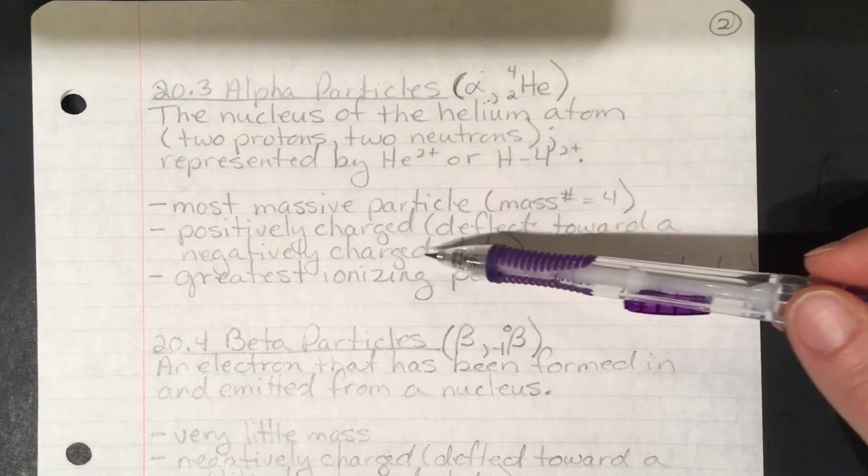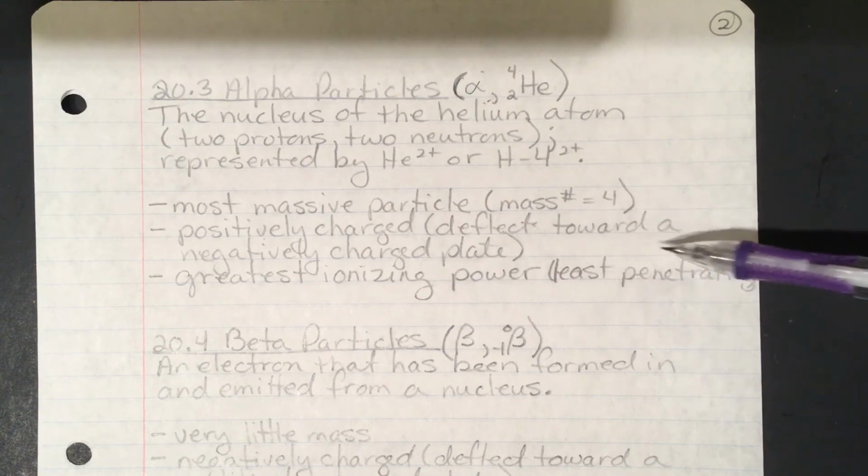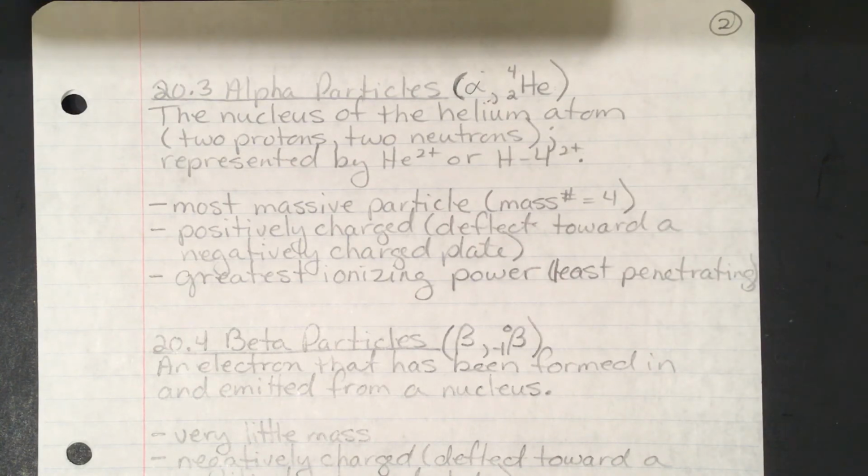And they have the greatest ionizing power. That means they are the least penetrating. They are actually the least harmful to people. In fact, alpha particles can be stopped by this sheet of paper. They will not pass through the sheet of paper that you are writing on.